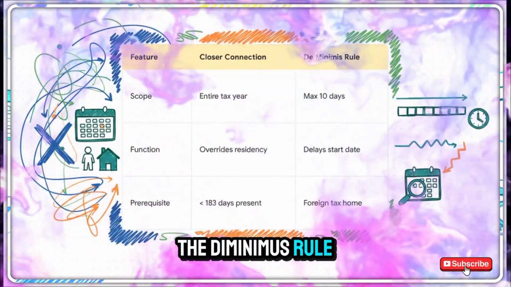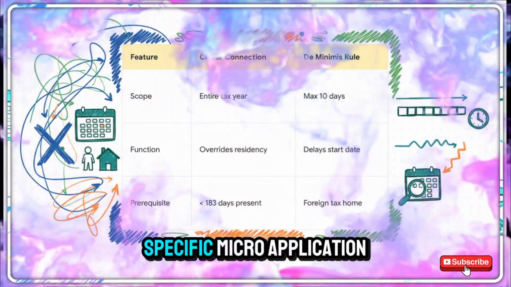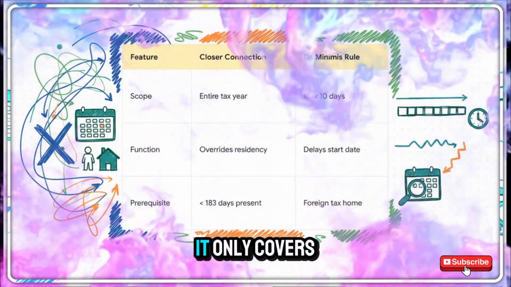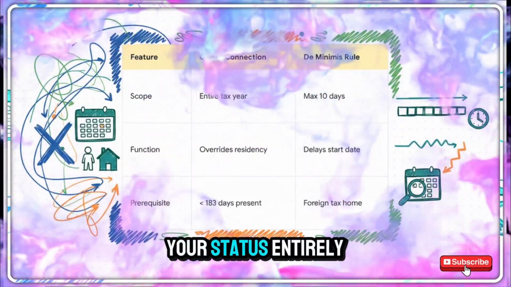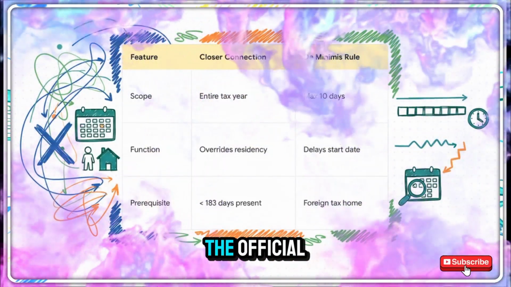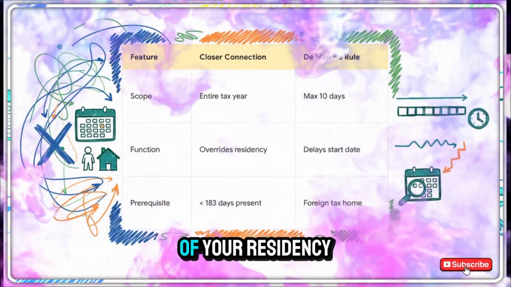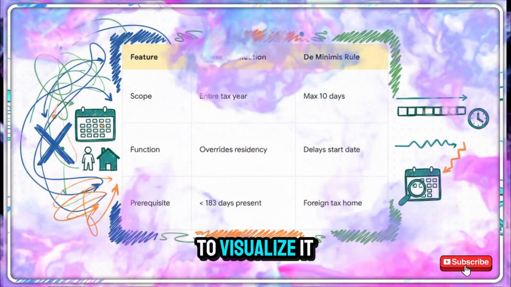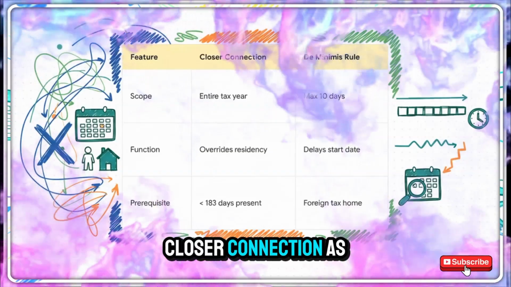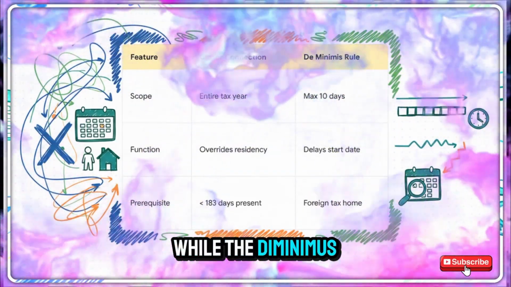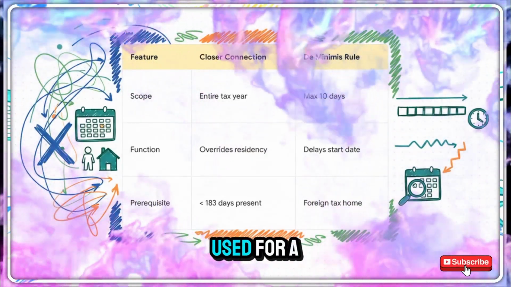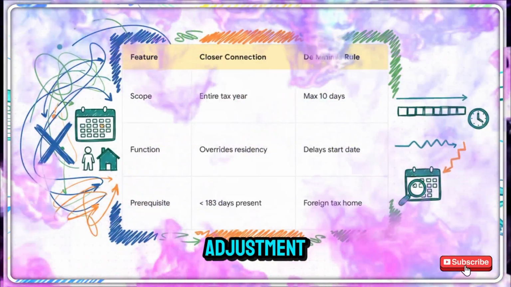The de minimis rule, on the other hand, is a highly specific micro-application. It only covers a maximum 10-day window. It doesn't override your status entirely. It merely delays the official mathematical starting date of your residency. If you want to visualize it, think of the closer connection as a sledgehammer that just shatters the default status, while the de minimis rule is a tiny scalpel used for a very minor timing adjustment.